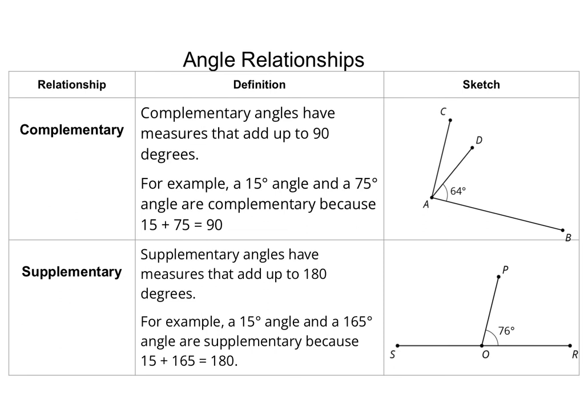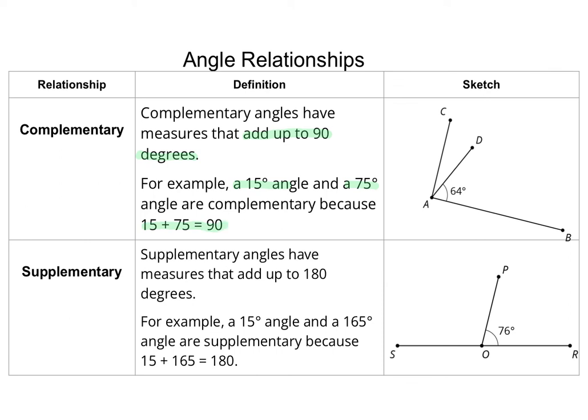So next up, we're talking about complementary angles. So complementary angles have measures that add up to 90 degrees. They don't have to be adjacent, meaning they don't have to have that shared leg. They can be separate. They often are adjacent, but the important thing is that they are angles that add up to 90 degrees. So for example, if we had a 15-degree angle and a 75-degree angle, those are complementary because they equal 90.